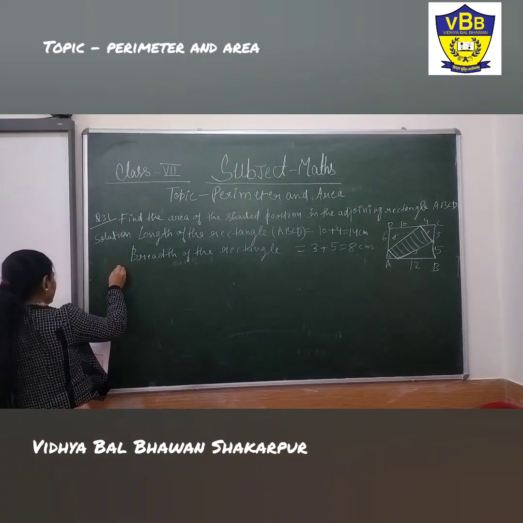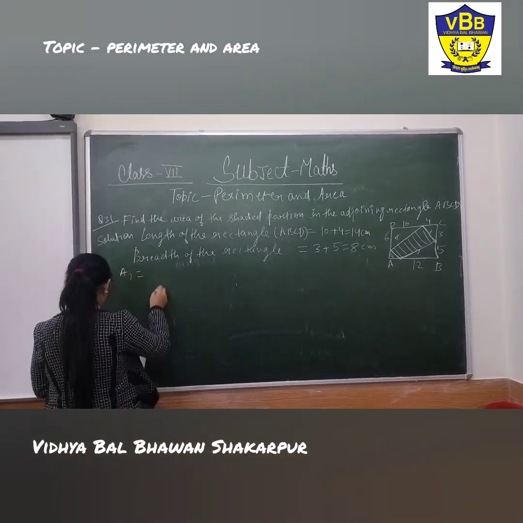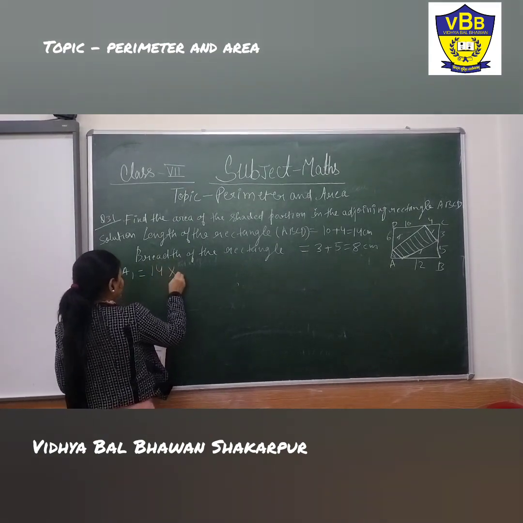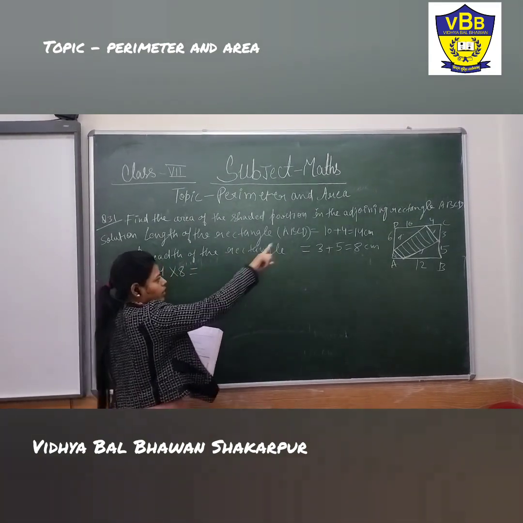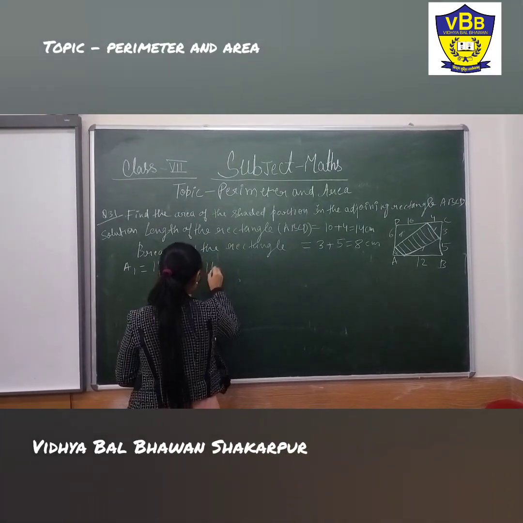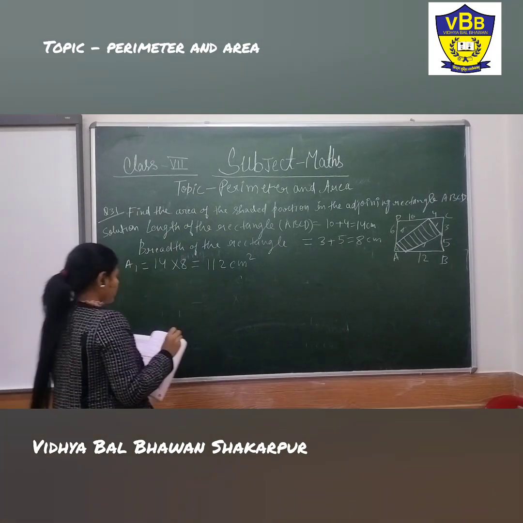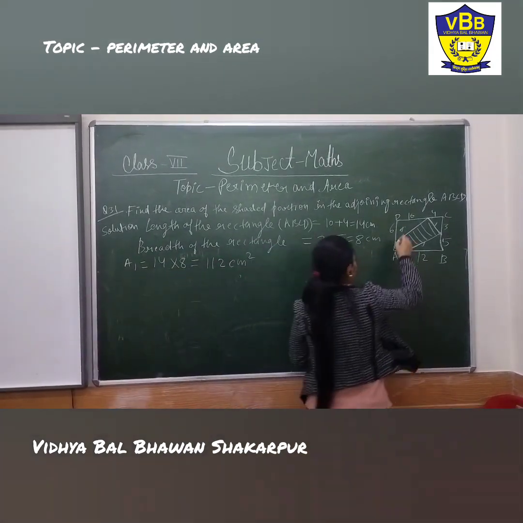I am taking A1 equal to 14 into 8, and that is the bigger rectangle actually. 14 into 8 is equal to 112 centimeter square. Now let's find the area of the different triangles.